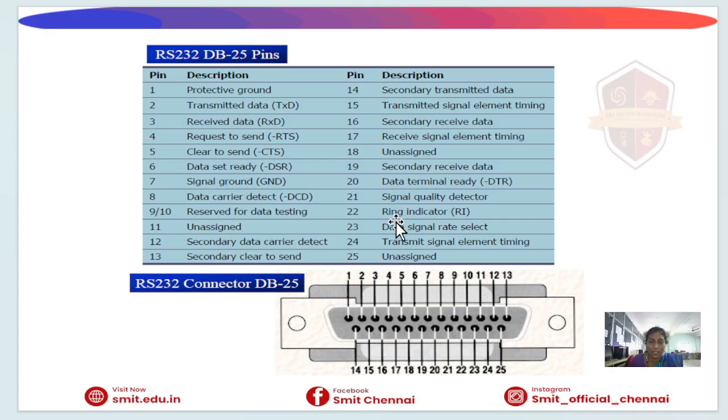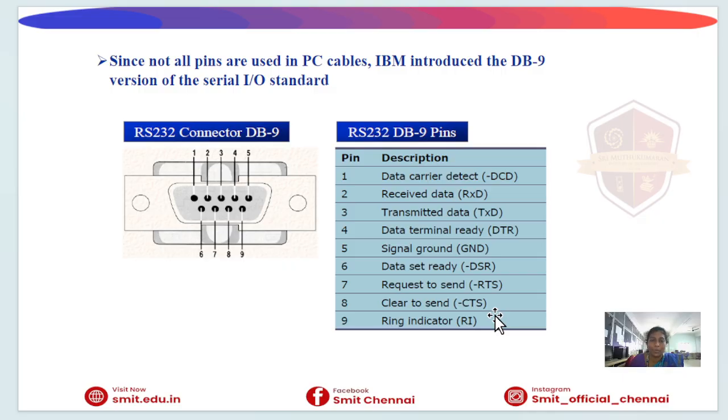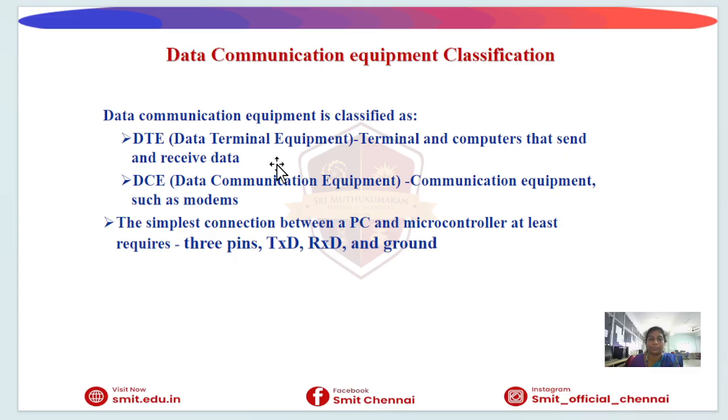What is important is one transmission pin, another receiver pin, and one ground. These are the important DB25 pins, and the 9-pin connector is the same. In this we have 9 pins. Since not all pins are used in PC cables, IBM introduced the DB9 version of the serial input output standard. In this also we have three main pins: transmission, receiving, and ground.